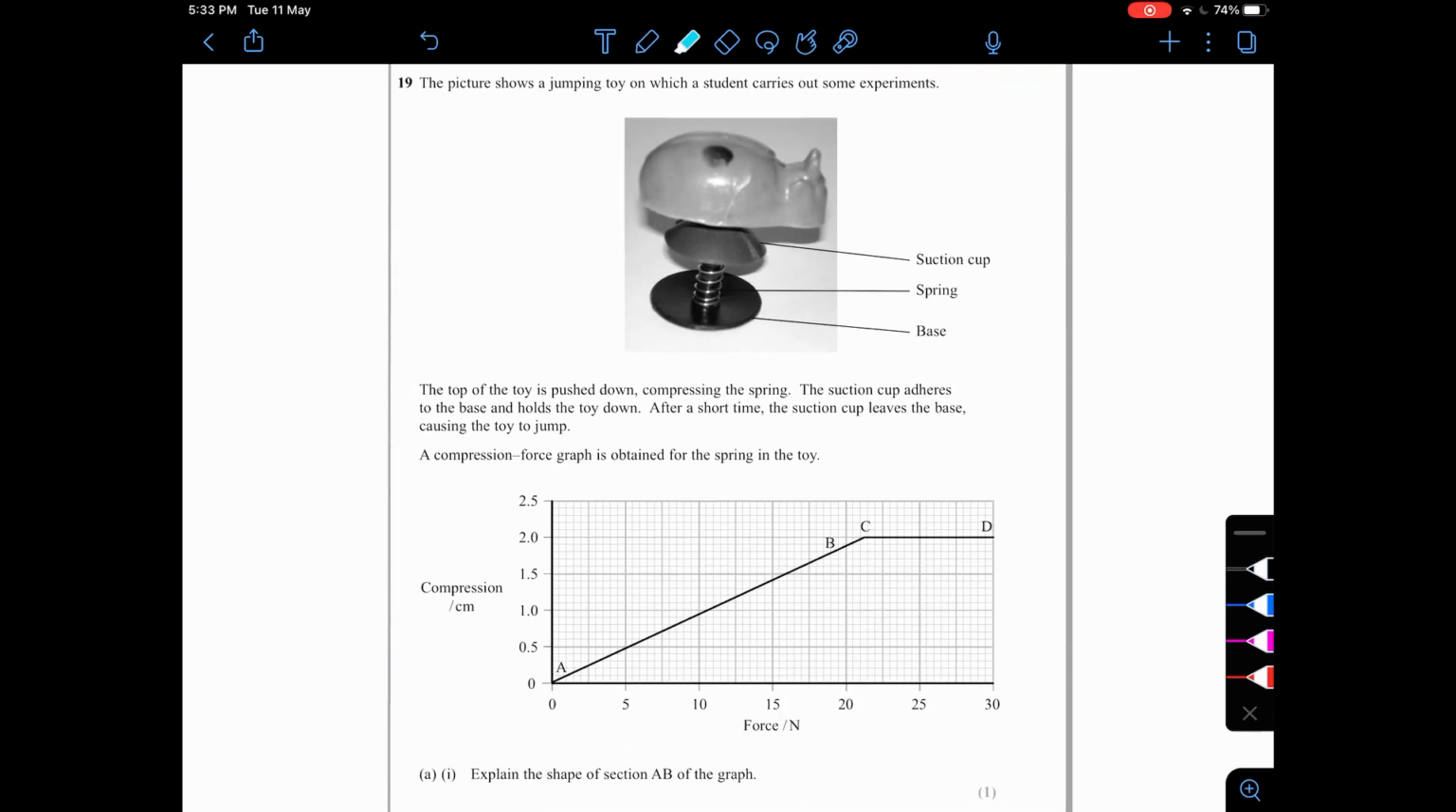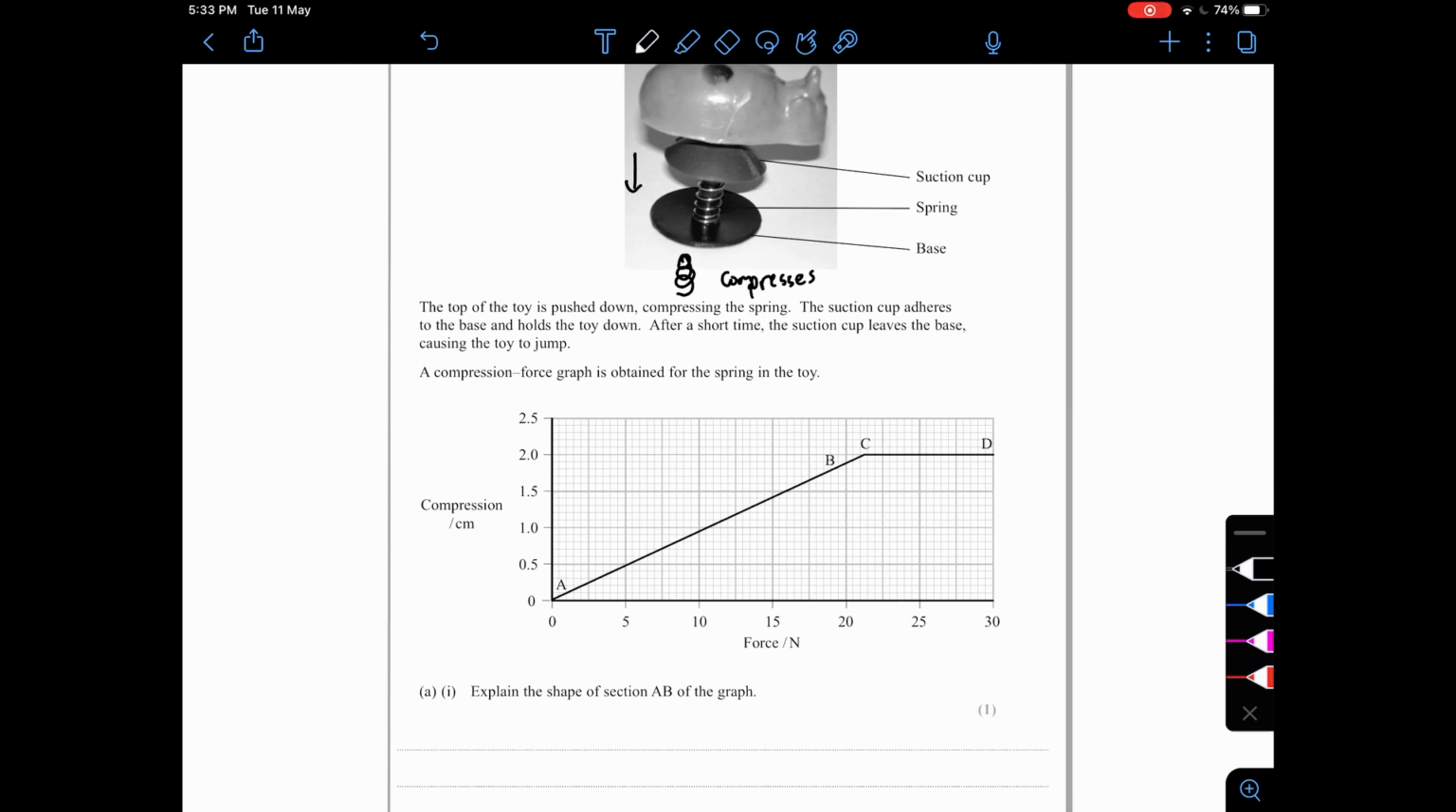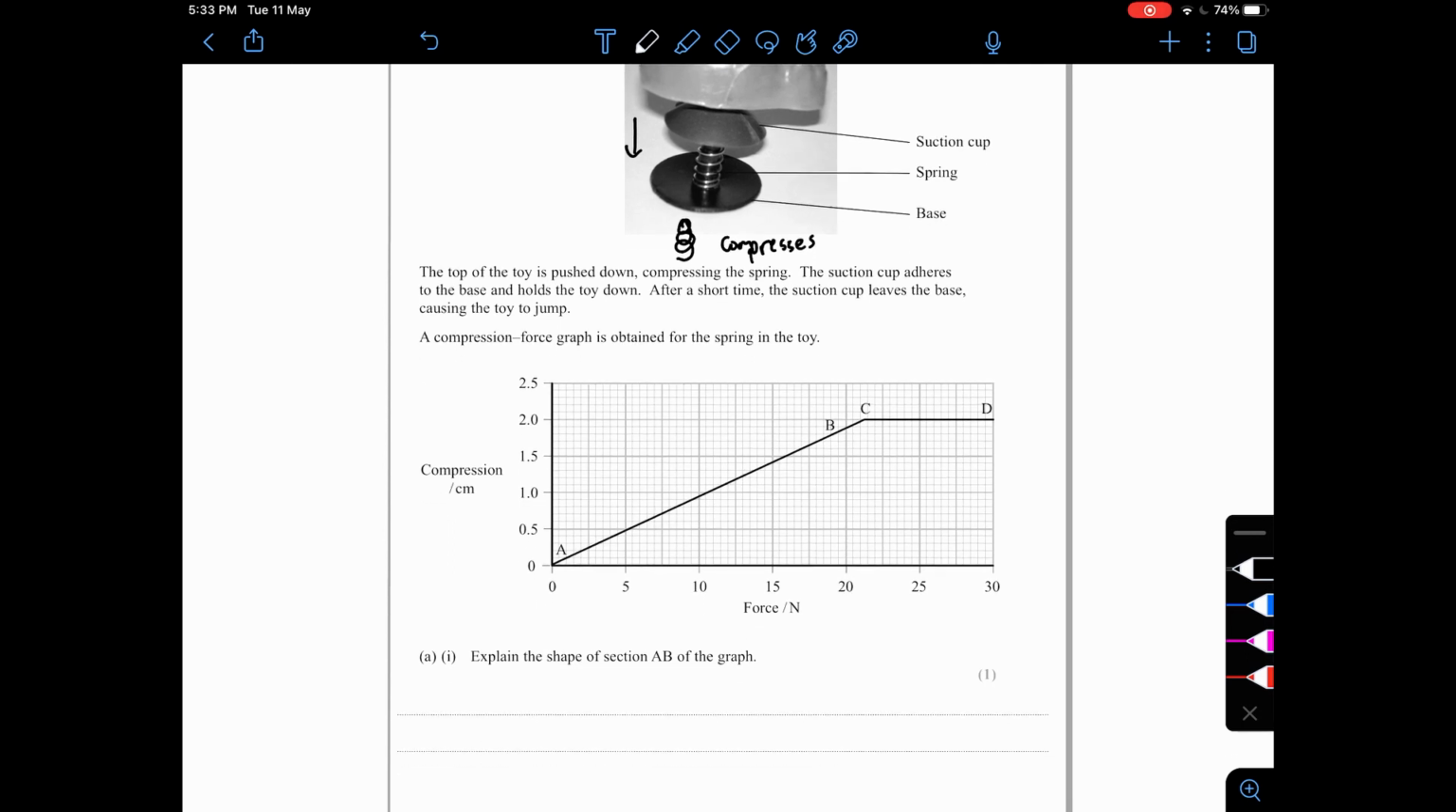Question number 19. We have a jumping toy, and they've carried out some experiments. The toy is pushed down, compressing the spring. After a short time, the suction cup leaves the base, causing the toy to jump. So this is a compression force, and it's to do with Hooke's law. Explain the shape of section AB.